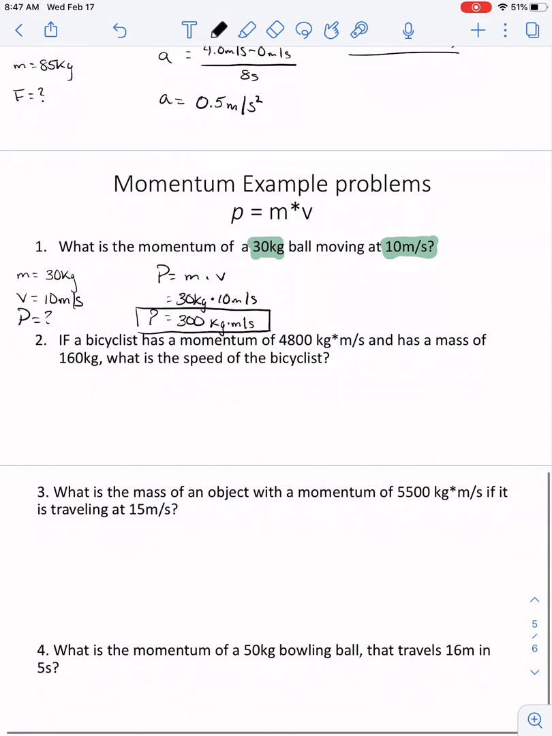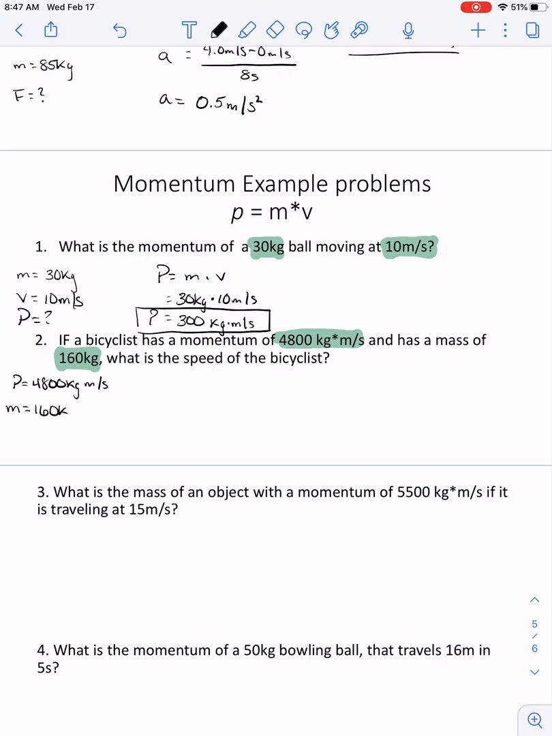My second example problem here: if a bicyclist has a momentum of 4,800 kilogram meters per second, so we have a p, the momentum variable, 4,800 kilogram meters per second, and a mass of 160 kilograms. So again, we're just kind of number hunting. What's the speed? And so here we're looking for a v.